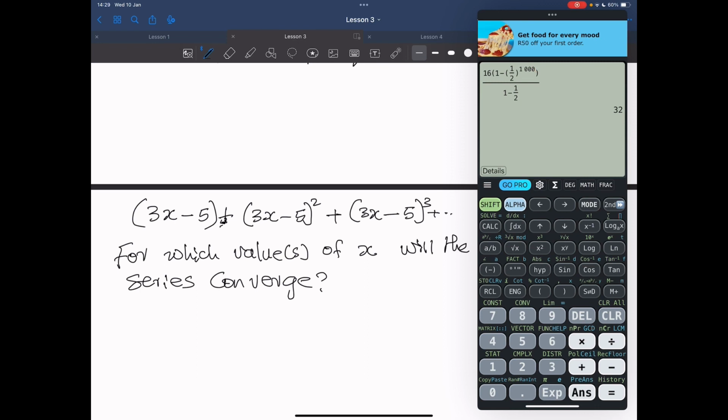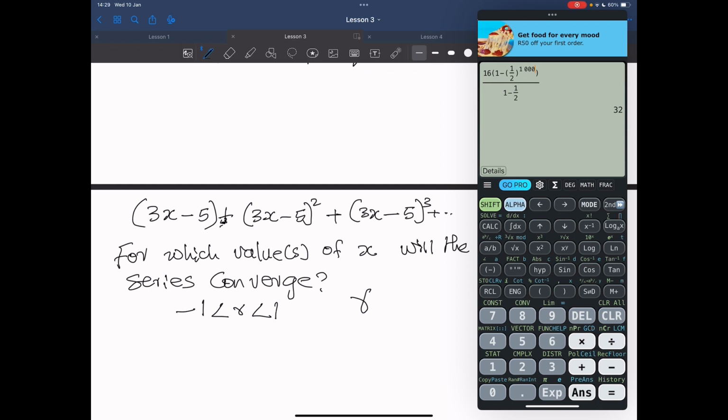Now, we know that it will converge if R is between -1 and 1. That's how we must always answer our questions. That's where we should start. For it to converge, the R must be between -1 and 1. So in other words, we have to calculate the R. So in this case, already it's a geometric series.